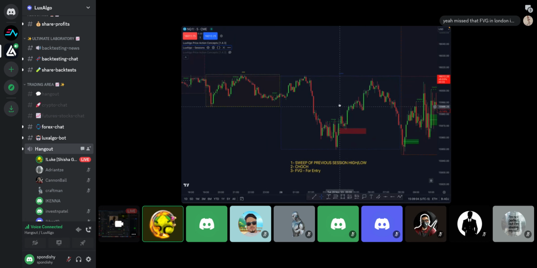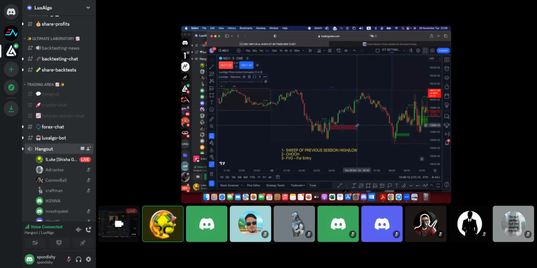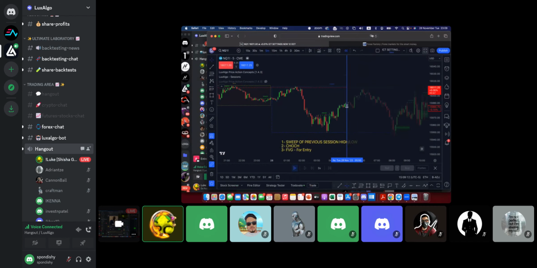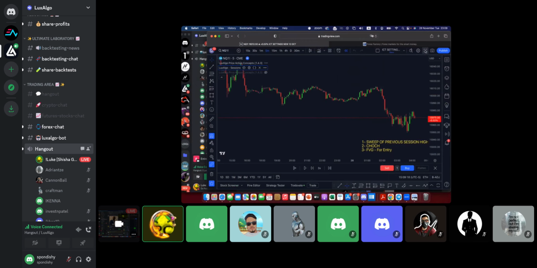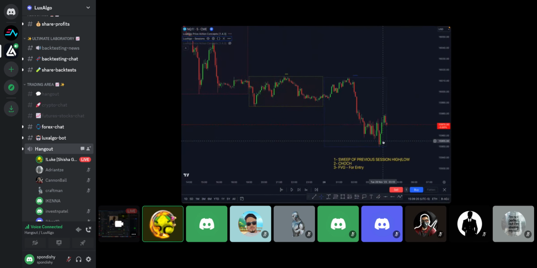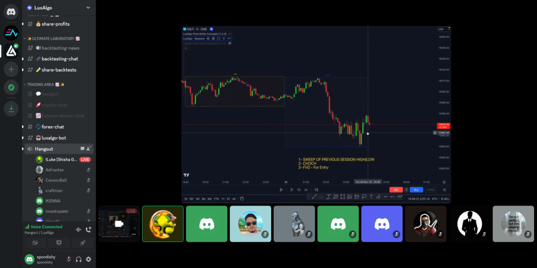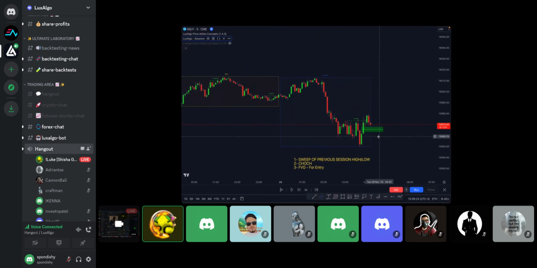On LuxAlgo, during your daily trading time, LuxAlgo will draw you an FVG right here. Now if I just remove this, for those who are not familiar and would like to buy the Price Action Concepts indicator, if you click on this and go back into replay, you can see that LuxAlgo drew us an FVG right there. Can you see? It draws it for you automatically.